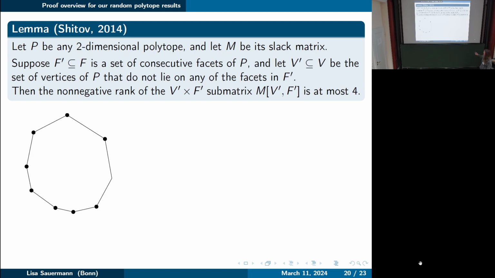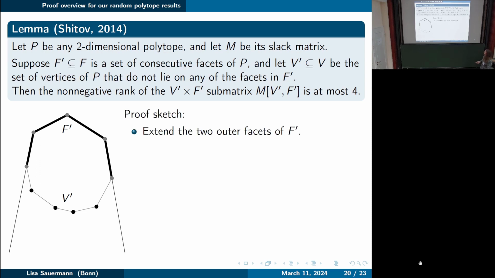And here is a geometric picture trying to explain this. Here is F prime, some set of consecutive edges, and here is V prime, the vertices outside that patch. So the black vertices are V prime, and the black edges are F prime. Now we want to prove that the submatrix with rows corresponding to V prime and columns corresponding to F prime has non-negative rank at most 4. Here's the proof idea. F prime is some sequence of edges, so you take the two outermost ones and extend them, like in this picture. Then all these vertices in V prime sort of lie between those two rays.